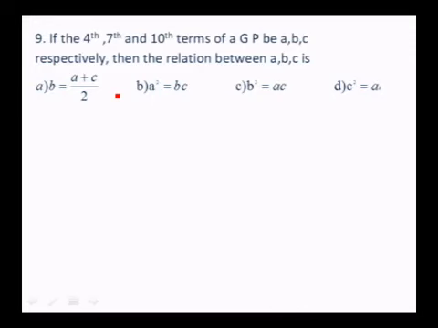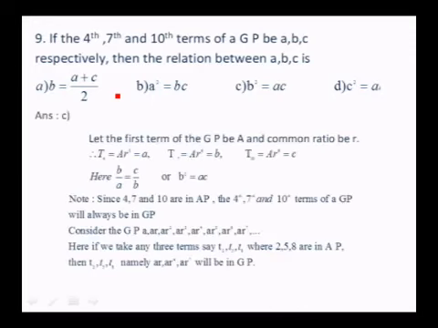Here he has given the 4th, 7th and 10th terms of a GP. The first term of the GP be A and the common ratio be R. Since you are already having one A there, I take the first term as capital A. So T4 is AR cube, that is equal to small a. T7 is AR to the power of 6, that is b. T10, the 10th term, is AR to the power of 9, that is equal to c.